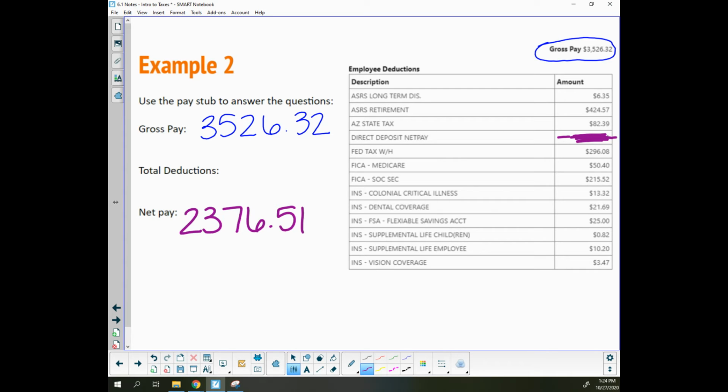Now listen, I could physically take each of these values and add it up, but since they were so generous to give me the net pay amount, instead of adding up all of those horrible things in the table, I can take my gross pay and my net pay and subtract them to get my deduction amount. So that's actually what I'm going to do.